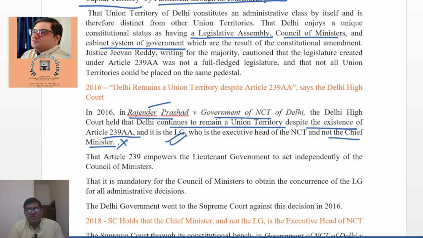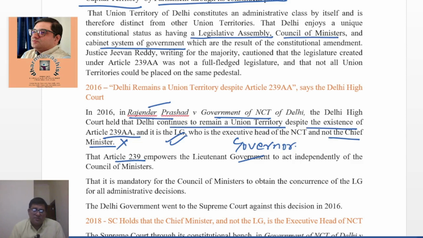Now what would be the implication of this situation where LG, Lieutenant Governor, is the executive head? It means that the Lieutenant Governor can act independently of the advice of Council of Ministers. And why so? Because Article 239, if you recall from our previous discussion, empowers the Lieutenant Governor, I'm sorry, this should be Governor, not Government. So the Lieutenant Governor can act independently of the advice of Council of Ministers.